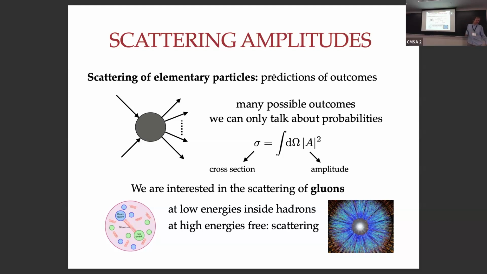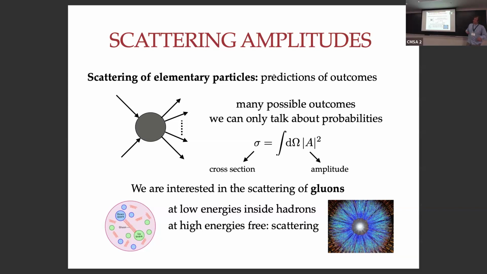There are many things which can happen, even if you scatter some fixed particles in the initial state. It's unclear what happens in the final states, and the only thing that you can calculate is probability. And this is given by an object in physics called cross-section. But the object that we really know how to calculate directly from quantum field theory, which is our framework for doing these calculations, is the scattering amplitude. Then we have to do some further manipulations with this object to get this physically relevant object.